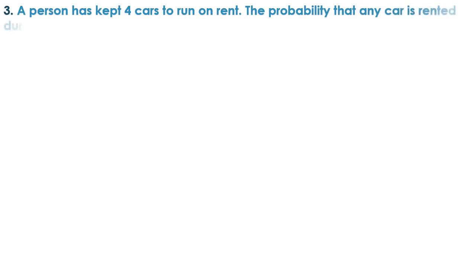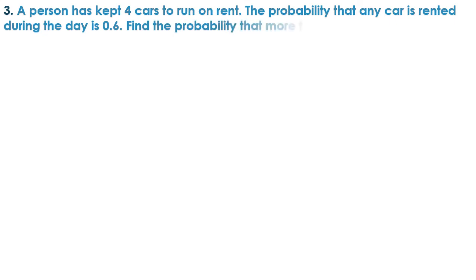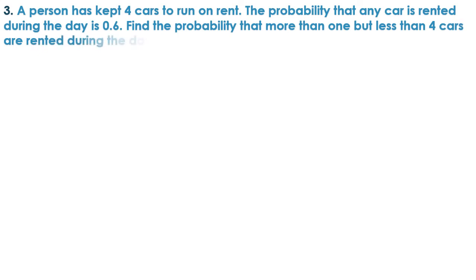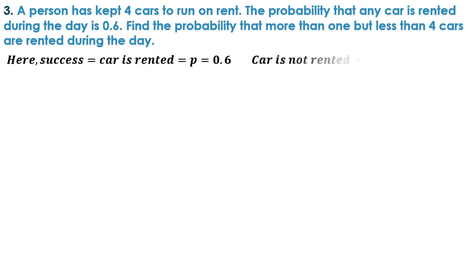A person has kept 4 cars to run on rent. The probability that any car is rented during the day is 0.6. Find the probability that more than one but less than 4 cars are rented during the day. Now here the question is 4 cars are kept on rent, so total outcomes n is 4. Now the probability that a car is rented during the day is 0.6, so naturally my probability of success, that is P, will be 0.6. So naturally car is not rented, that is failure, is 1 minus 0.6, 0.4.